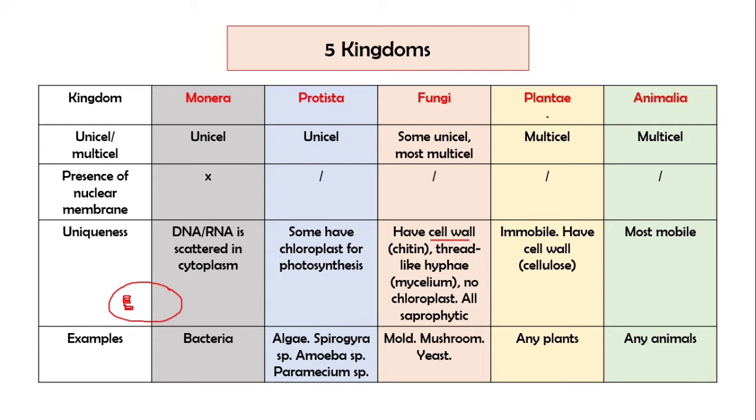Kingdom Plantae, all multicellular organisms with nuclear membranes. Immobile, tak bergerak. So plants have cell walls made up of cellulose, and examples of Plantae, any plants. Kingdom Animalia, all multicellular with nuclear membranes, and Animalia, mostly mobile. Okay, examples, animals and humans.